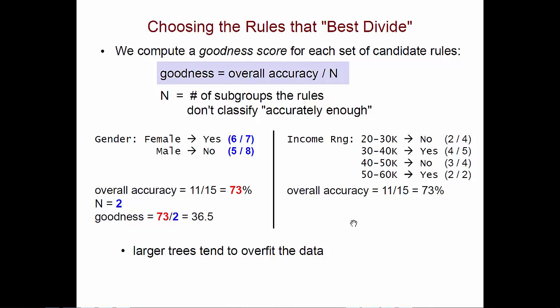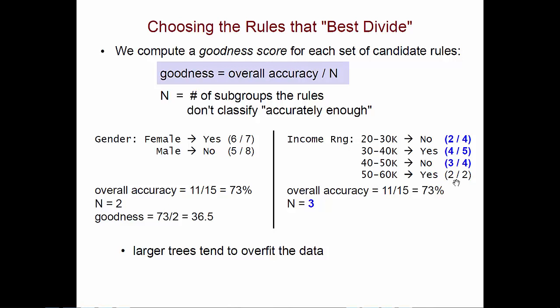If we then look at income range, it divides up the data into 4 subgroups based on the 4 possible income ranges. 3 of those subgroups are not classified perfectly. The 4th one is this 50 to 60K group. We get 2 out of 2 of those correct.